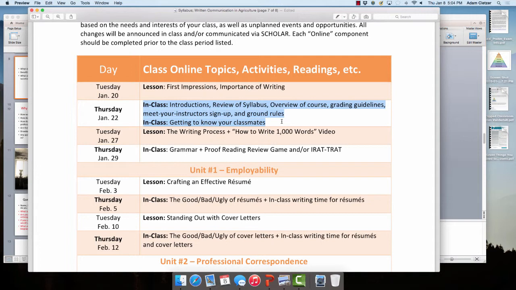So just to reiterate, you're going to come in on Thursday having done the lesson on first impressions / importance of writing. It's on Scholar. I would show you what it looks like on Scholar, but I am currently at home in Okeechobee, Florida, and believe it or not, we still have dial-up internet, and Scholar just won't load for me. It's really sad.